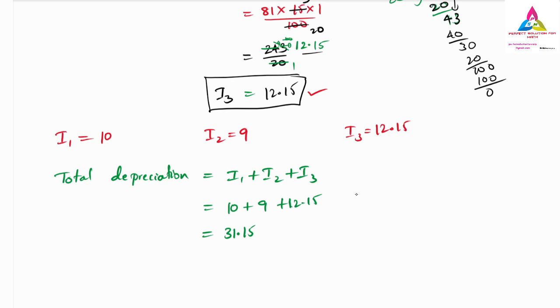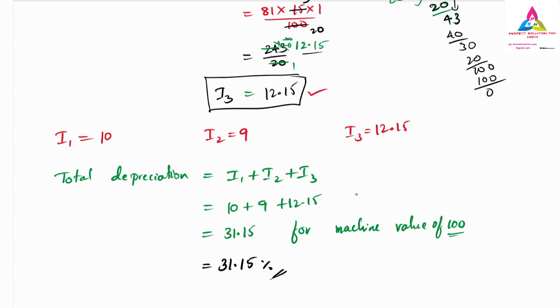Remember this 31.15, what you have, that is a percent. Why is it a percent? Because 31.15 is for the machine's actual value, and we have taken the machine value as 100. When you take the machine value as 100, it is nothing but 100 refers to a percent. So the total depreciation in percent is nothing but 31.15%. That is your answer. So this is the total depreciation as a percentage.